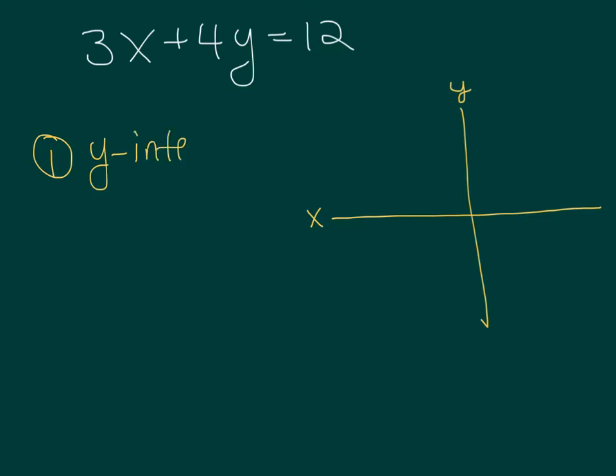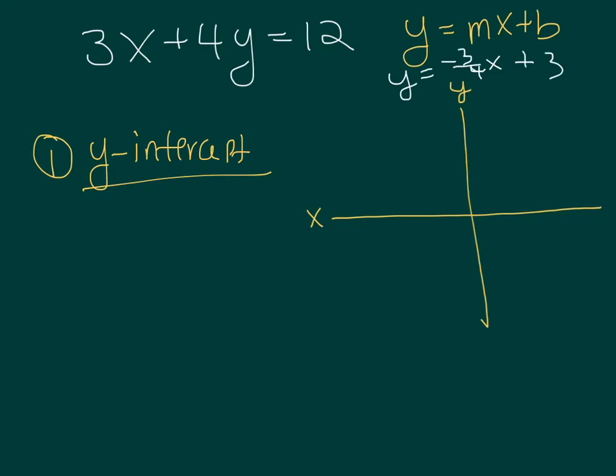This is the same thing as our first step when the equation is in y equals mx plus b form. And if you remember from literally 1 minute ago, we had this equation rewritten as y equals negative 3 over 4x plus 3. But without having to do that, which was a little bit of an effort, how can I just get the y-intercept?